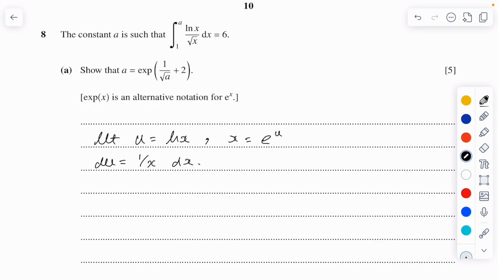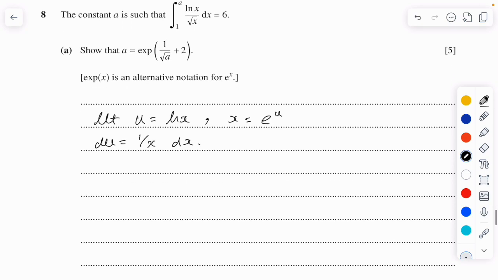Alright. So, with that in mind, that's basically saying the same thing here. I can therefore say, well, if du is equal to 1 over x dx, I can therefore say that du is equal to 1 over e to the u dx. Okay, brilliant. So therefore, e to the u du is equal to dx, right?